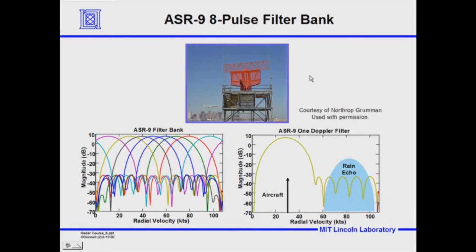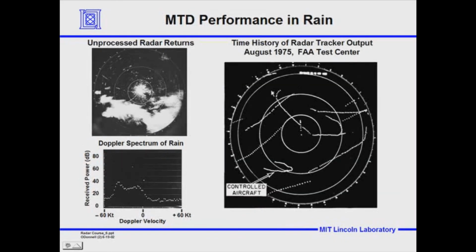Okay. Now, what does this mean when you put it all together? Remember I showed you in the lecture on clutter this very heavy rain that was in Atlantic City, and here the rain was just disgusting. It was 30 dB above receiver noise level. And it was the heaviest rain all summer in August of '75.